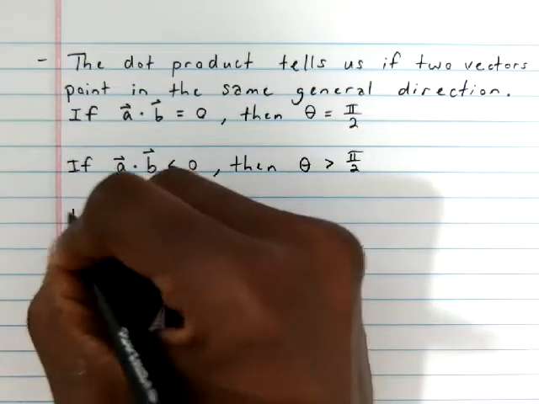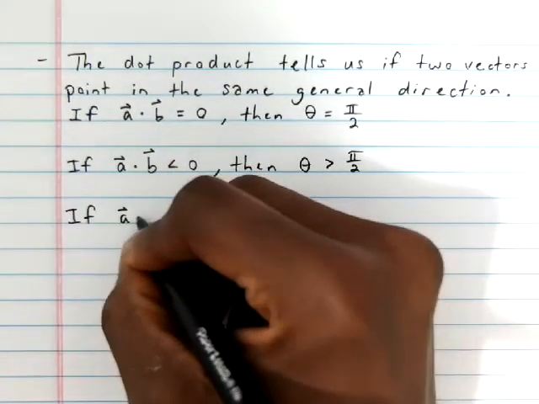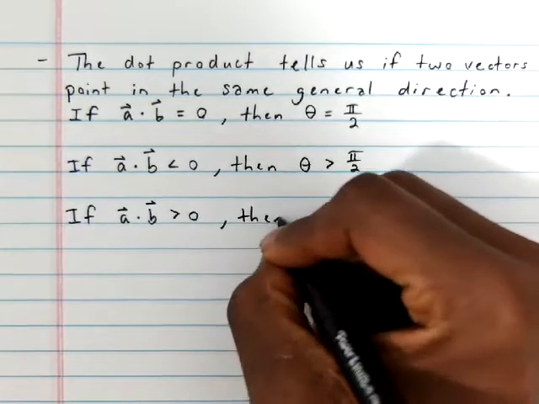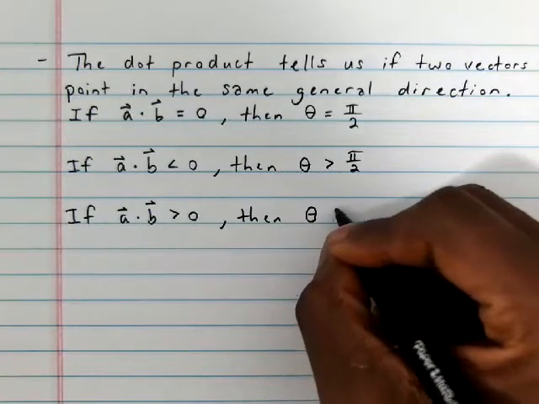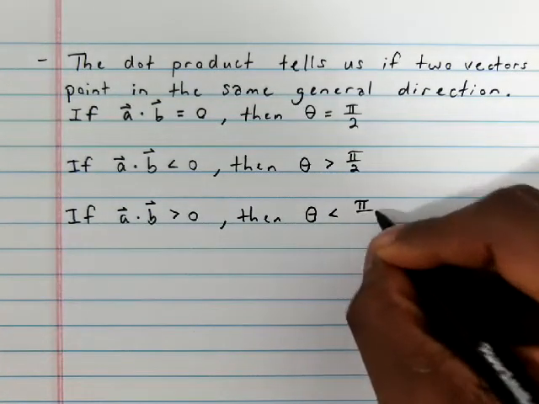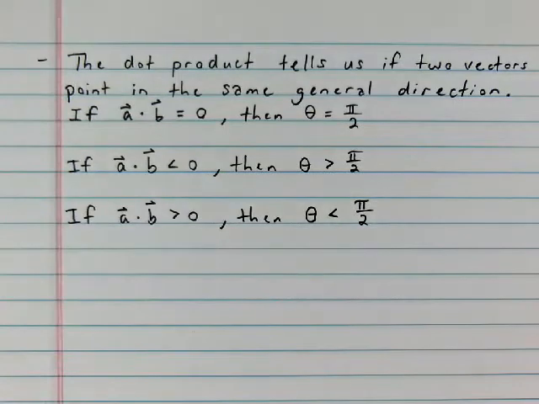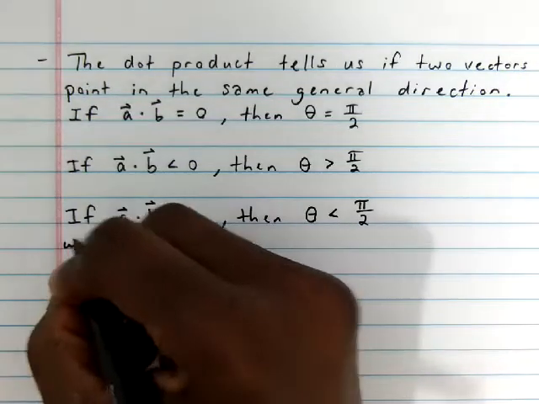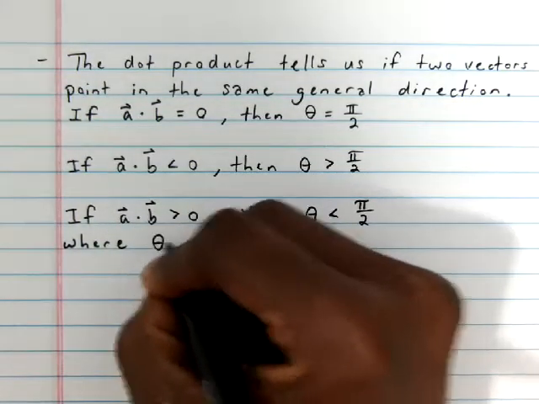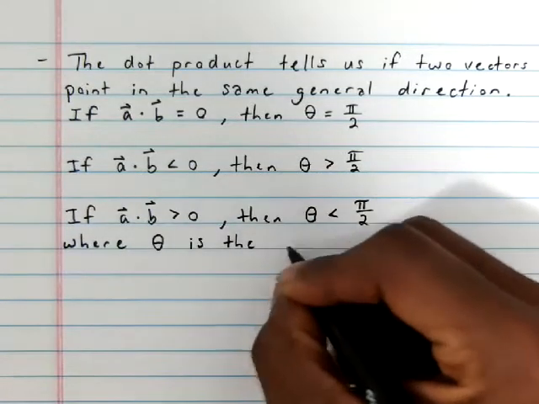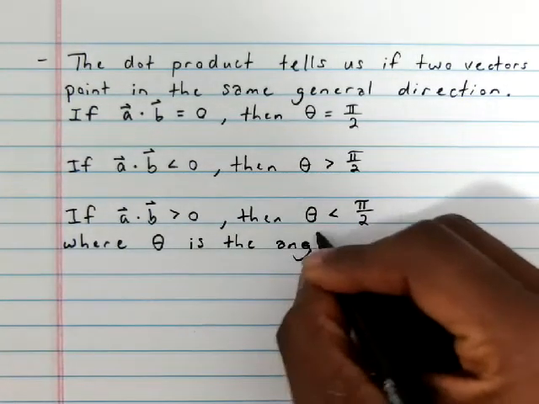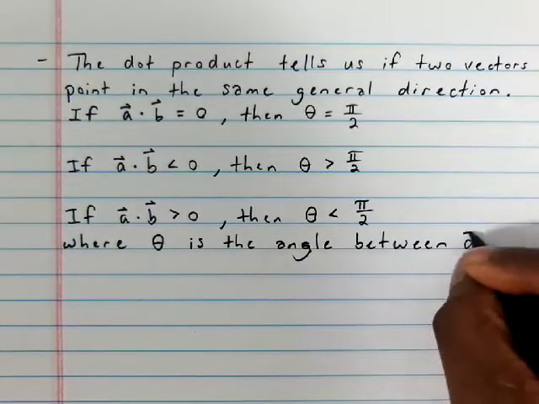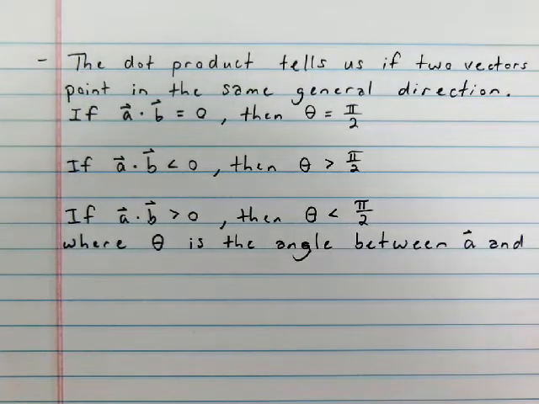And then if A dot B is greater than 0, then the angle between the two vectors is less than 90 degrees. So we would say that they kind of point in the same general direction. Where theta is the angle between A and B.